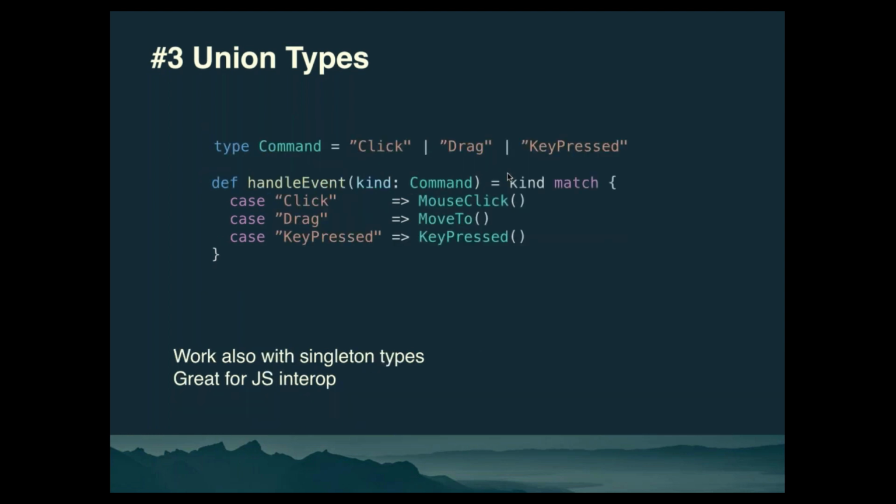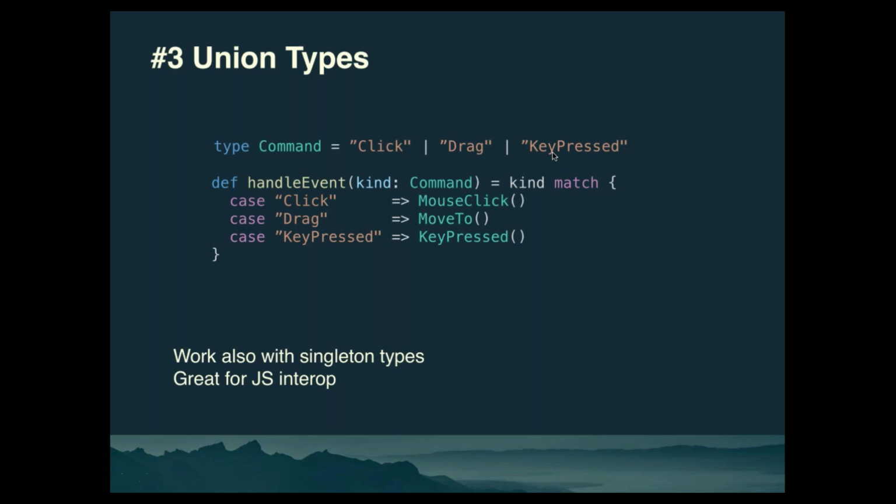So the other really nice thing about union types is that they work really well with singleton types. As you might know, in Scala 2.13, there's a new feature called singleton types, which means that you can use a constant as a type. So here you have a union type of 3 strings: click, drag, and key pressed. Those are strings on the value level, but they're also strings on the type level, namely the type click is the type that has a single value, the string click, and the same for drag and key pressed.